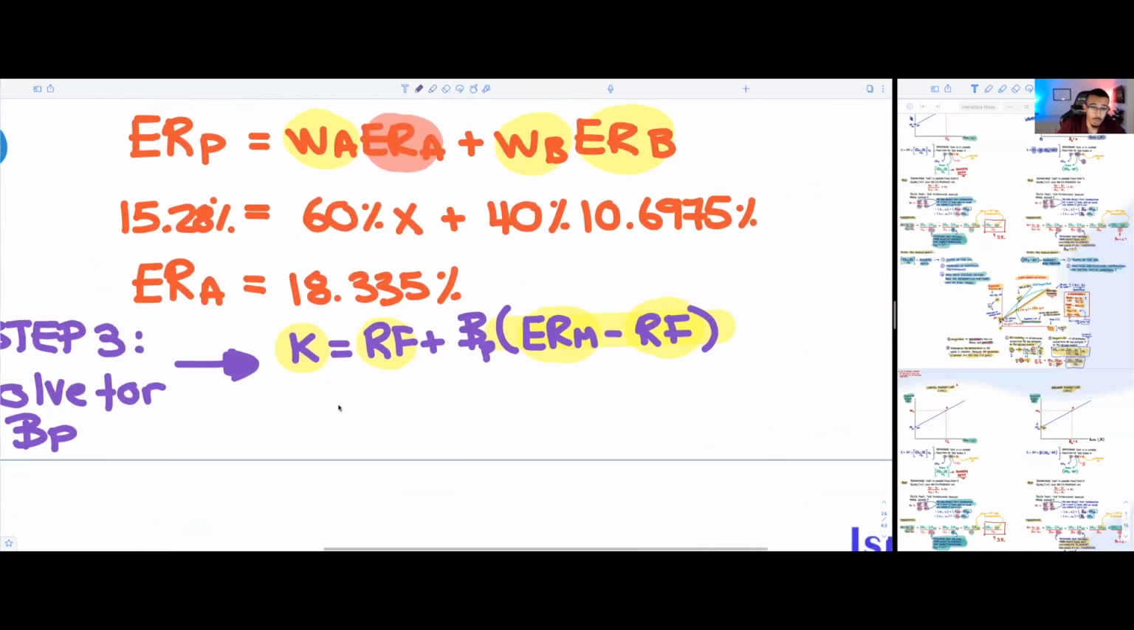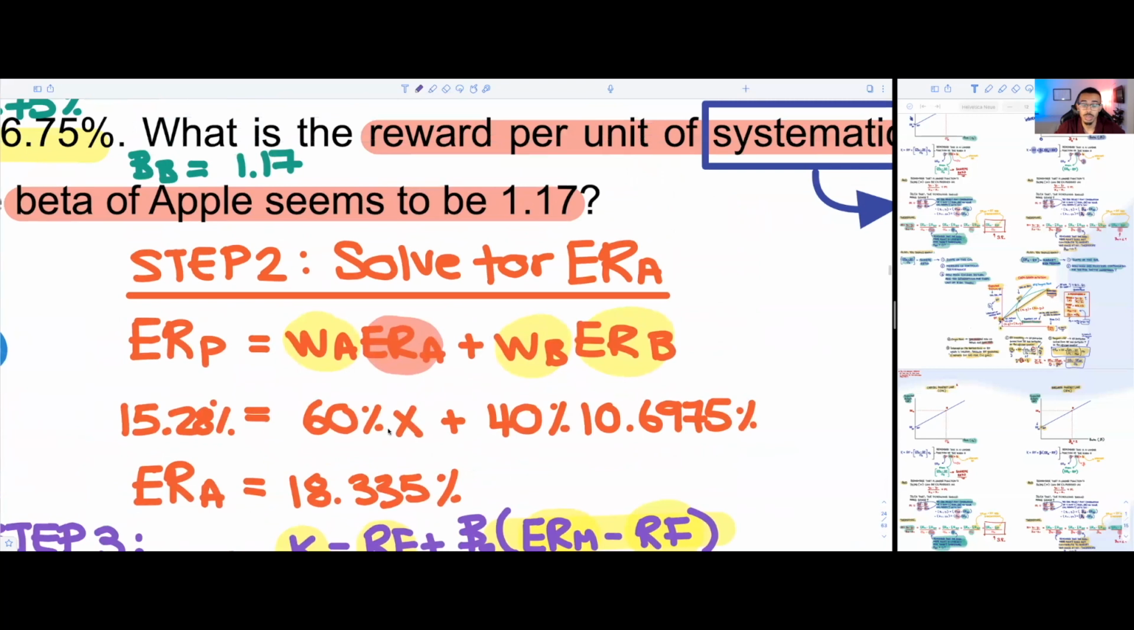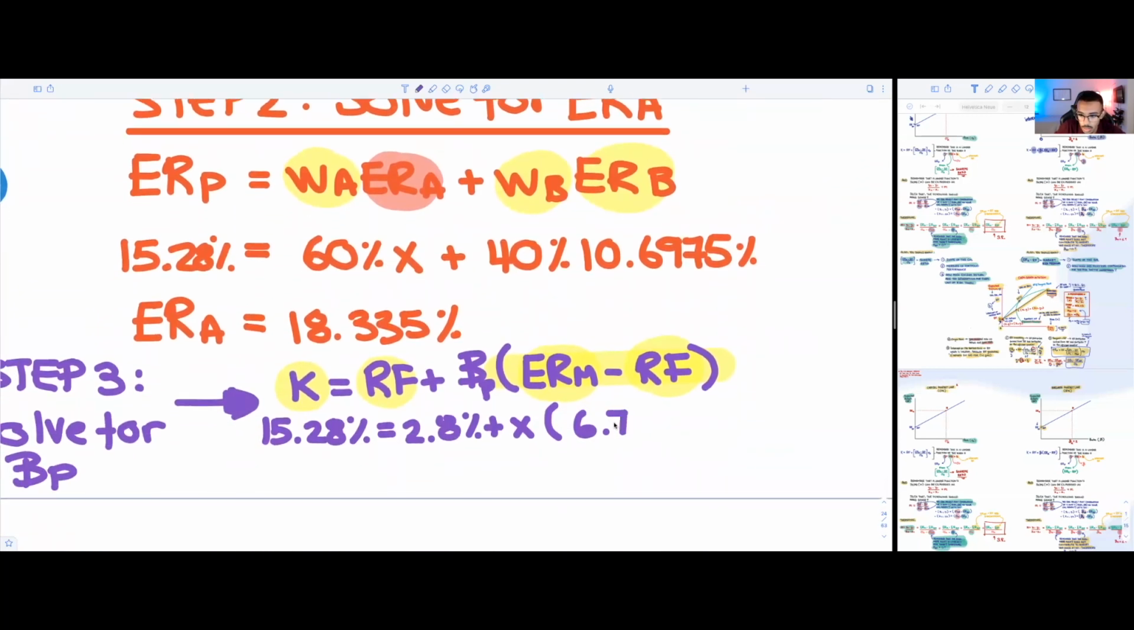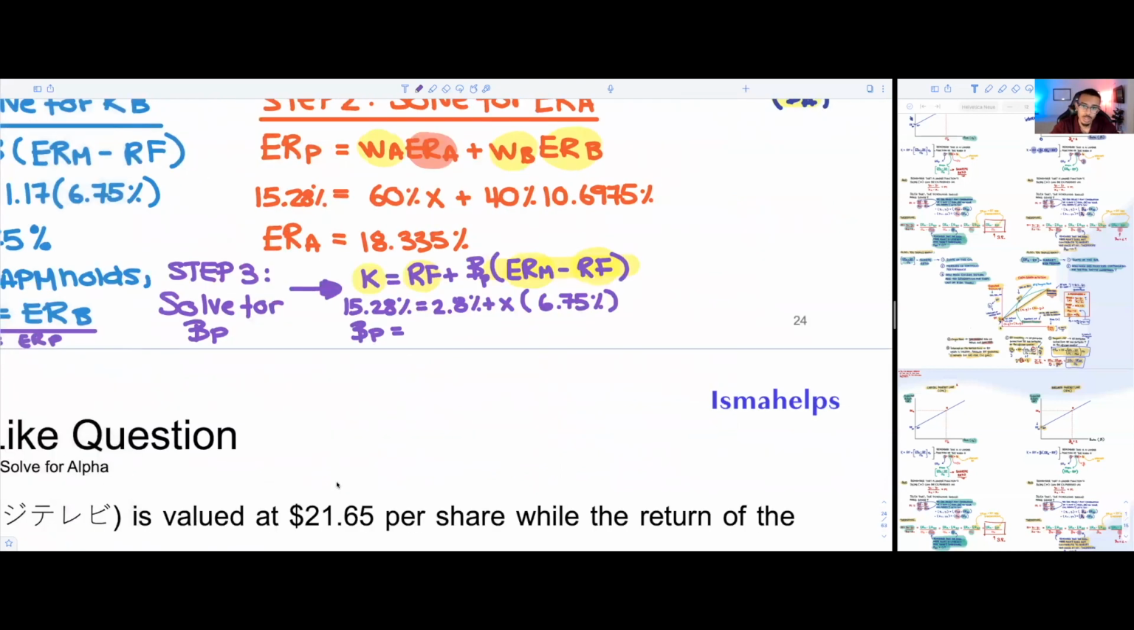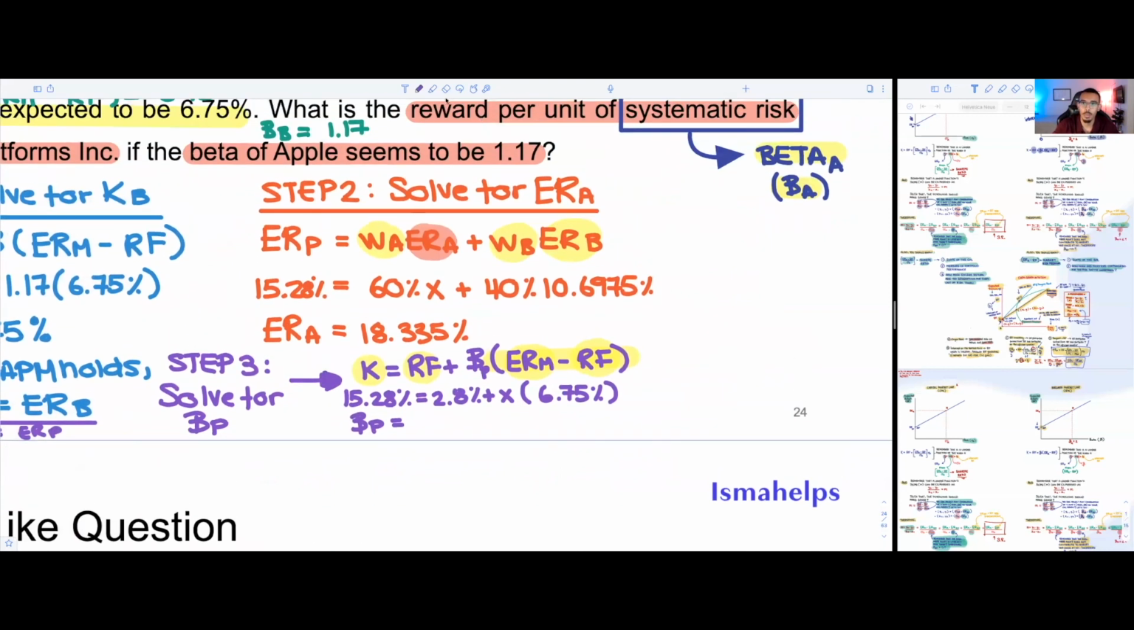So if we know that it's 15.28%, that is equal to 2.8% plus X times 6.5%, if I'm not mistaken, 6.75%. We know that the beta of the portfolio is equal to the following. So once again, we just got to solve for X. It's really a simple game.